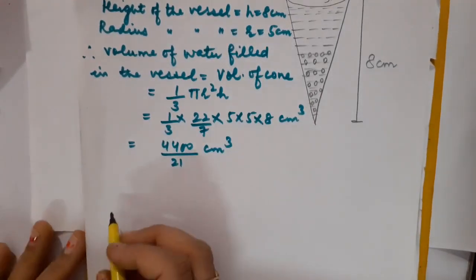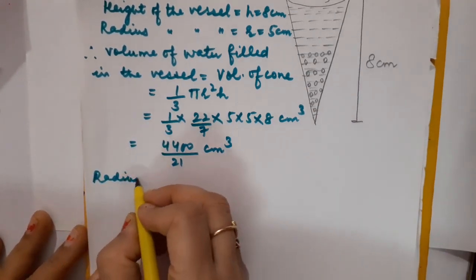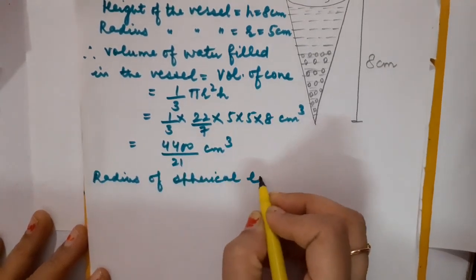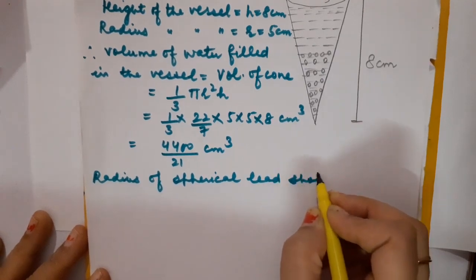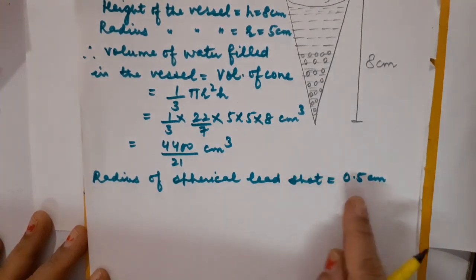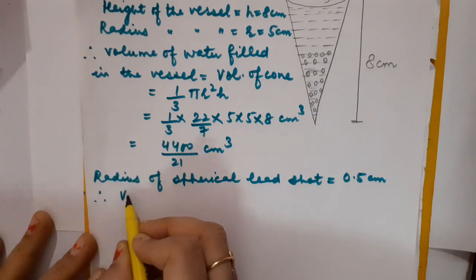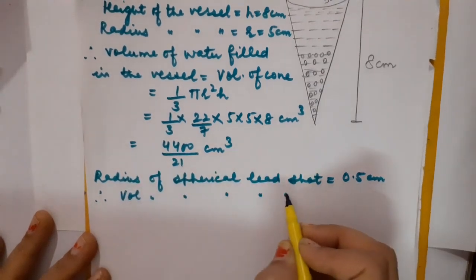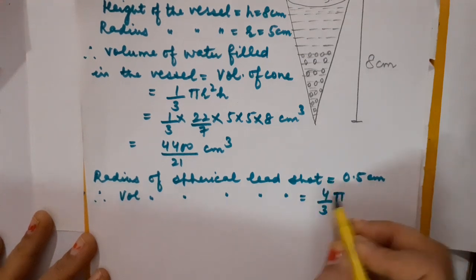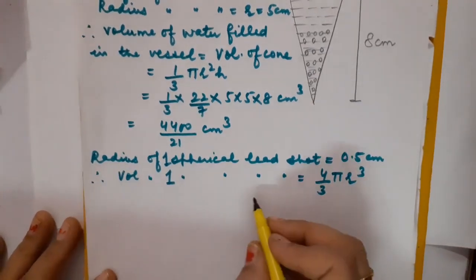Correct? Now let us talk about the radius of a spherical lead shot. Radius of spherical lead shot is equal to 0.5 centimeter. Correct? This is given to us in the question. So how to calculate the volume? Volume of one spherical lead shot is 4/3 πr³.